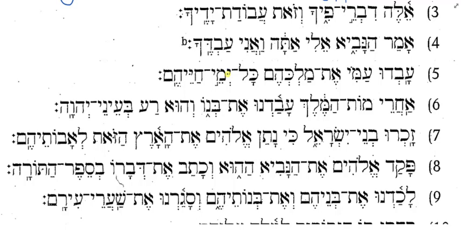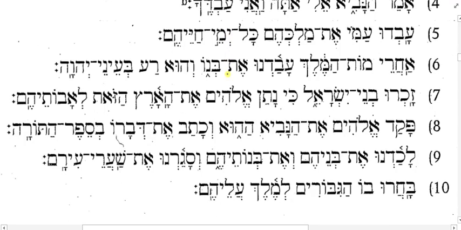Yeah. All right. So let's read number 7 out loud. Ready? Zacharu b'nei Yisrael ki Nathan Elohim et haaretz hazot le'avotehem. Okay. So Andrew, let's have you translate until we stumble. Okay. My issue was I translated it.